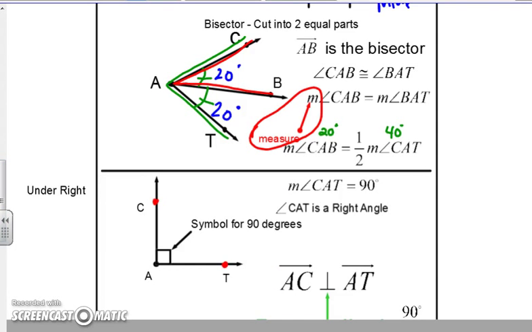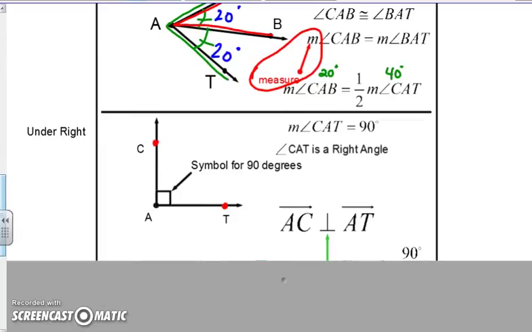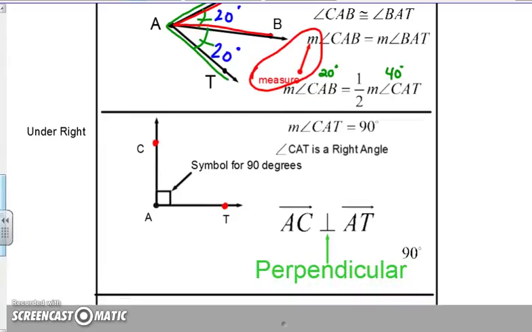Okay, so underneath your right tab, we know that we usually draw an angle this way. We put the 90-degree symbol right here in the middle. It's this little box thing right here, right? It stands for 90 degrees. I have the measure of angle CAT is 90 degrees. Remember, the little m stands for the word measure. Angle CAT is a right angle.